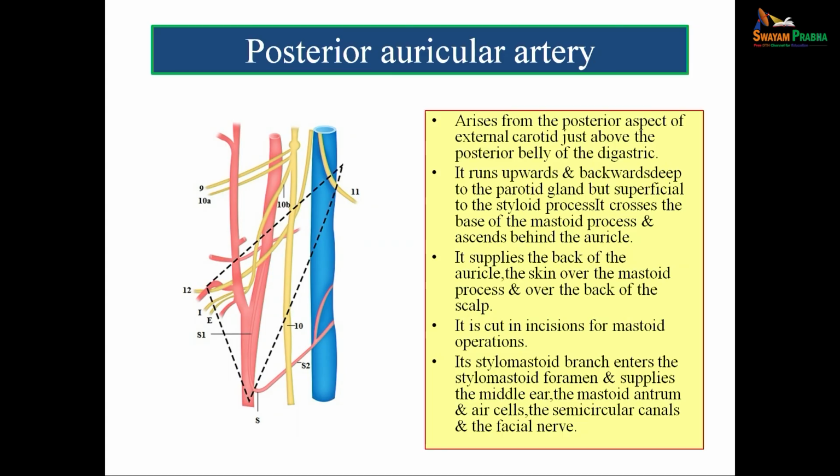Its stylomastoid branch enters the stylomastoid foramen and supplies the middle ear, mastoid antrum and air cells, the semicircular canals and the facial nerve. So the posterior auricular artery is an important artery as it supplies the middle ear, the mastoid antrum, the air cells, the semicircular canals and the facial nerve.